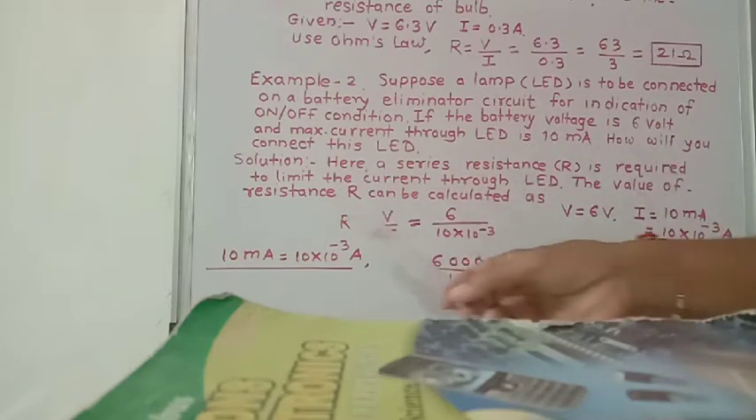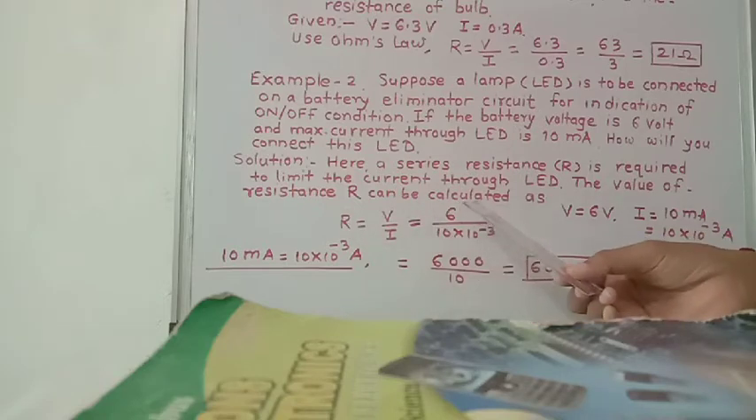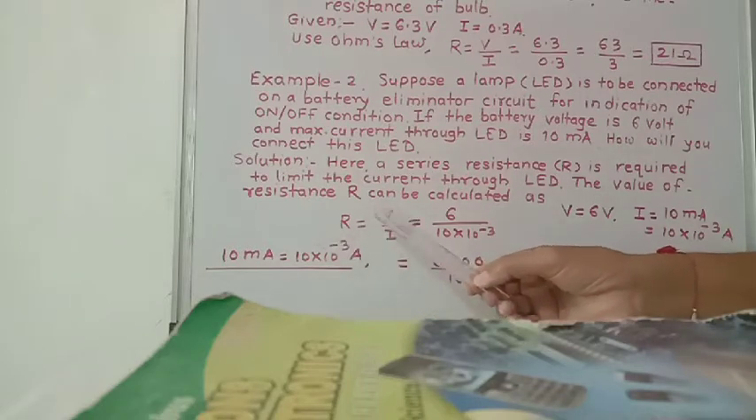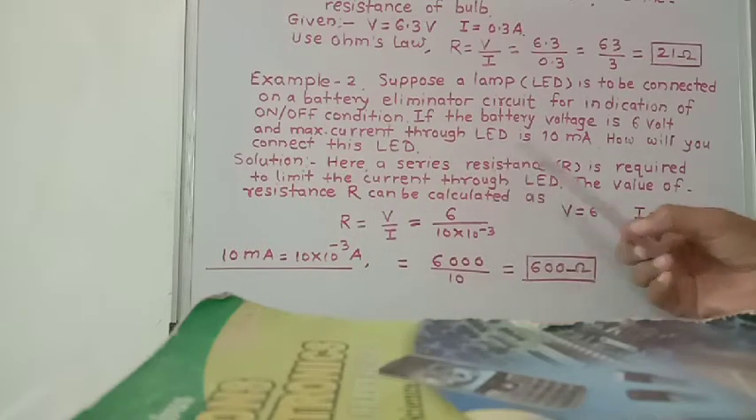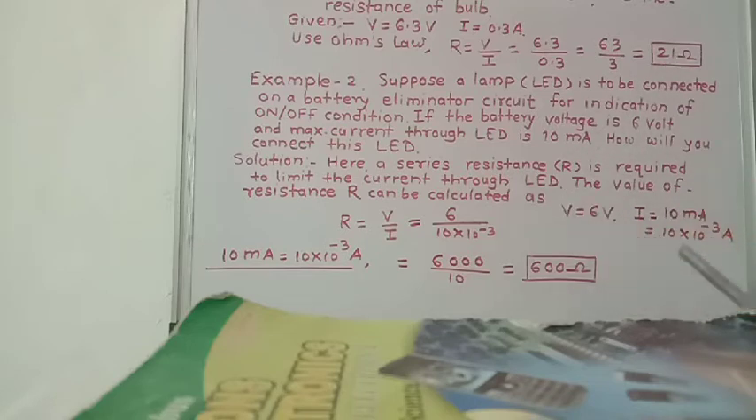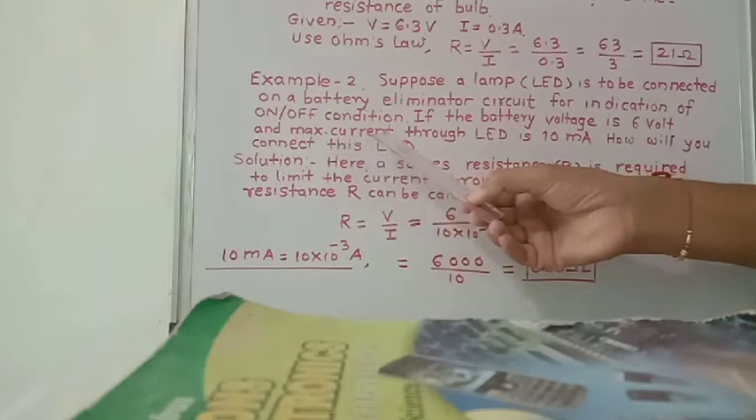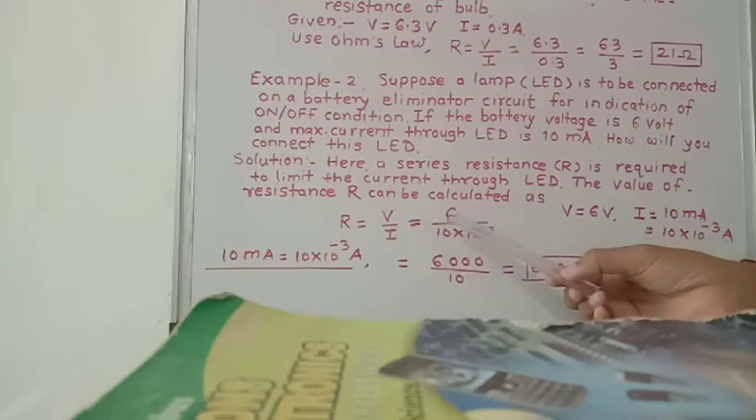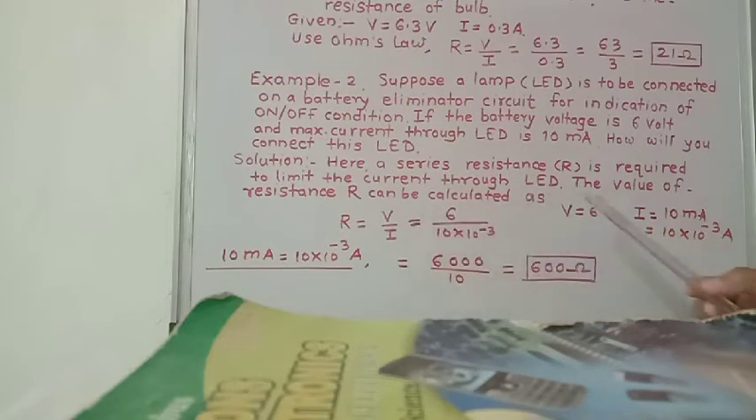So the value of this resistance can be calculated according to Ohm's law. According to Ohm's law, R is equal to V upon I. We know the voltage of the battery eliminator and it is given as 6 volt. So V is equal to 6 volt and the current passing through the LED is 10 milliampere, that is I is equal to 10 milliampere. See here, V is in volts.